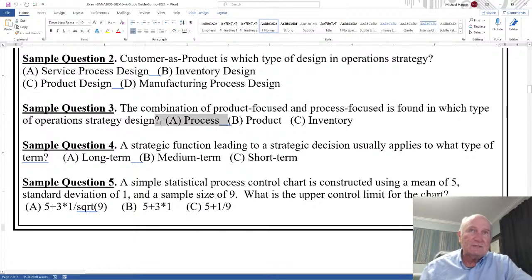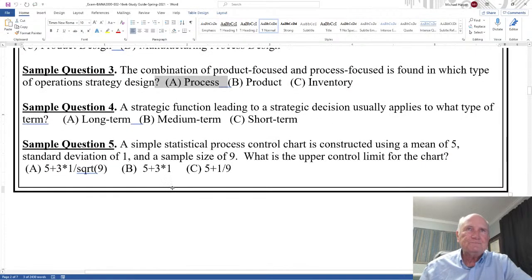It's going to be process design. As a matter of fact, it was referred to as cellular manufacturing. And also the product, we combine those. The inventory, there was a push-pull, a push and a pull, and a push-pull was in the inventory. So those are the kind of things, come prepared to answer.